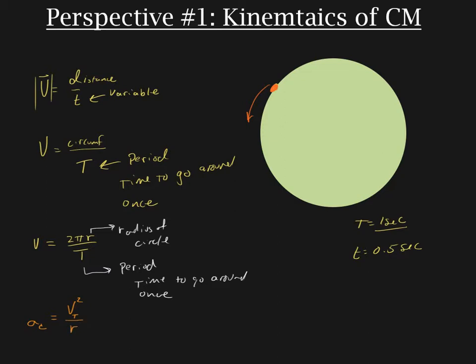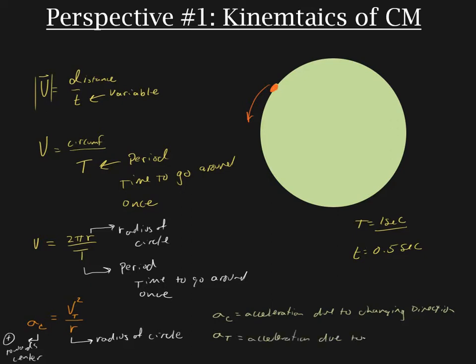Now, what we're going to say here, though, is we're going to use the RTZ coordinate system, and that positive is always towards the center. This r is still the same radius of the circle. And so just as a quick note, we're going to say that a centripetal is the acceleration due to changing direction, and a tangential is the acceleration due to changing speed.